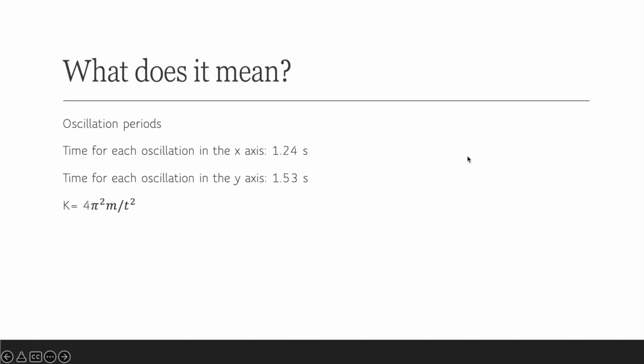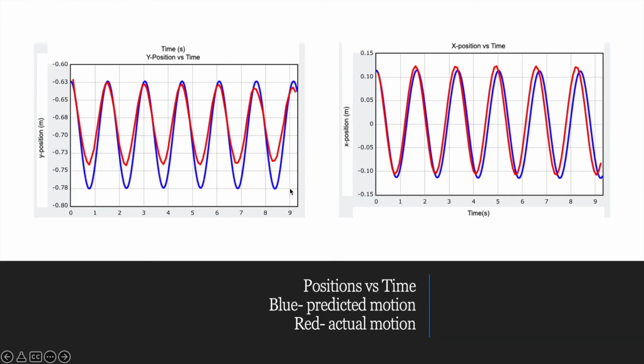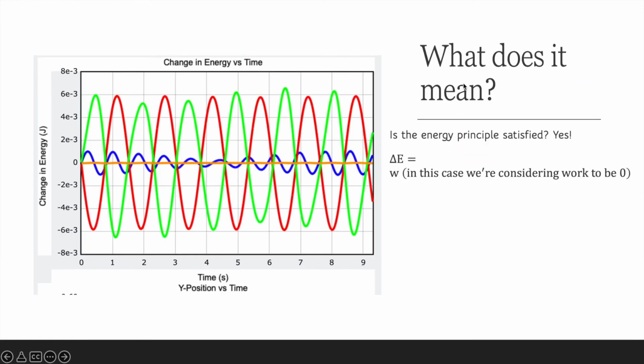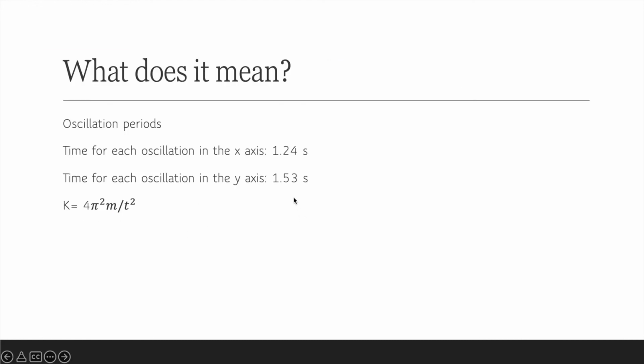For the oscillation periods, we calculated the different times for each oscillation, and in the x-axis, it takes 1.24 seconds, and in the y-axis, it takes 1.53 seconds. This has a big impact on our calculations, and that is why we can see these variations between the model and the real motion, because the different oscillations have an impact on our k. So we would have a different k for spring motion in the x direction and in the y direction, and this would involve more difficult physics concepts that we are not looking at.